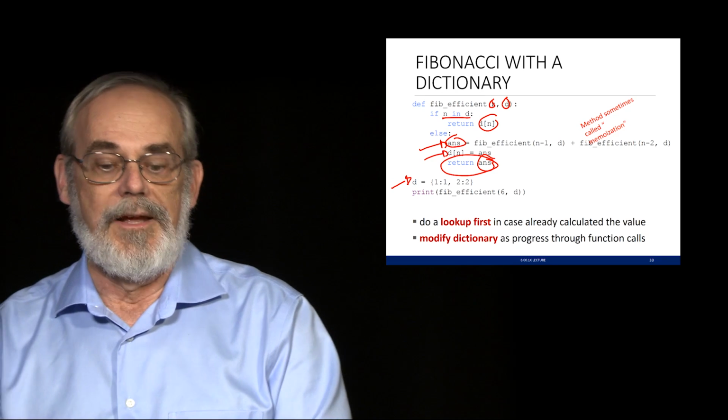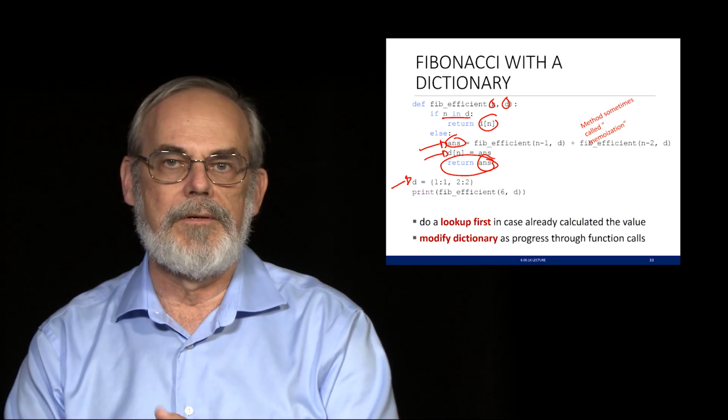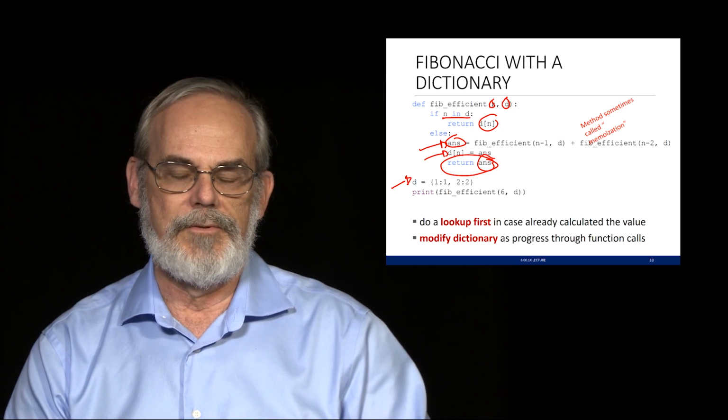So what that's doing is saying I can use the dictionary to hold on to values that I've already computed that I don't need to recompute. And it gives me a really efficient way of doing this computation.